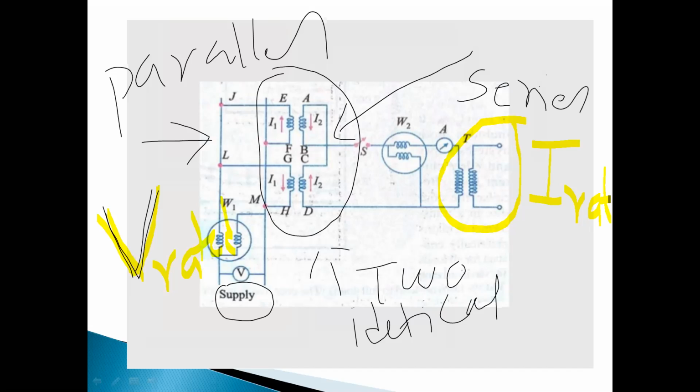This wattmeter measures the core losses in the transformers. This wattmeter measures the copper loss in the two transformers, at the same time. So this test is conducted continuously for 3 hours, 4 hours, or 8 hours, depending on the size and operation requirement, to measure the temperature rise of the transformer. From this test we calculate the efficiency of the transformer, the regulation, the circuit parameters, and also the temperature rise of the transformers.